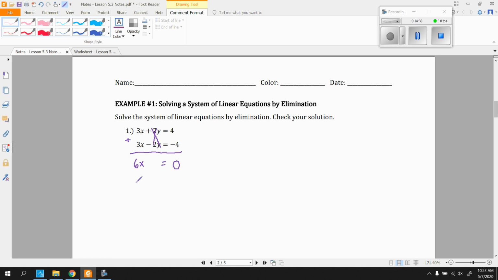Really here, and this is exactly why people like this one a little bit nicer, is because we get this x all by itself. This is 6x equals 0. So how do we get this x all by itself? I divide both sides by 6. The 6's cancel, and I'm left with x equals 0. Holy cow, that's nice. That's a really nice step because it was just a one-step solve. All right, so that takes us through our step 2.